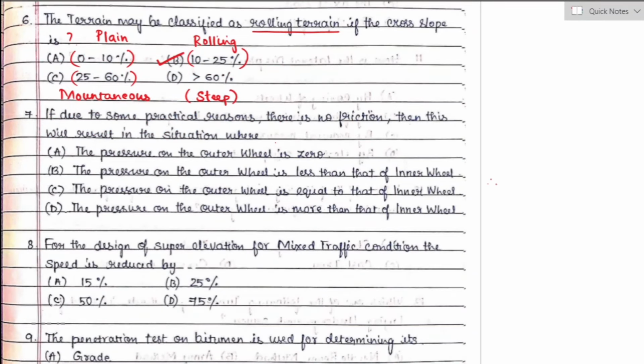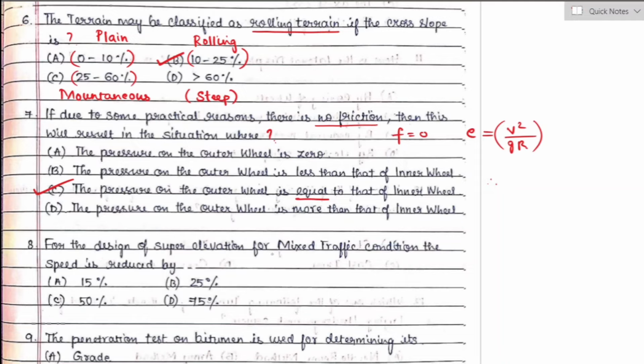Question number 7. If due to some practical reasons there is no friction between the wheels, then since the coefficient of friction is 0, the maximum super elevation will be V square by gR, where V is the design speed of the vehicle, g is the acceleration due to gravity, and R is the radius of the horizontal curve. Therefore, the pressure on the outer wheel will be equal to the pressure on the inner wheel. Option C is the right answer.